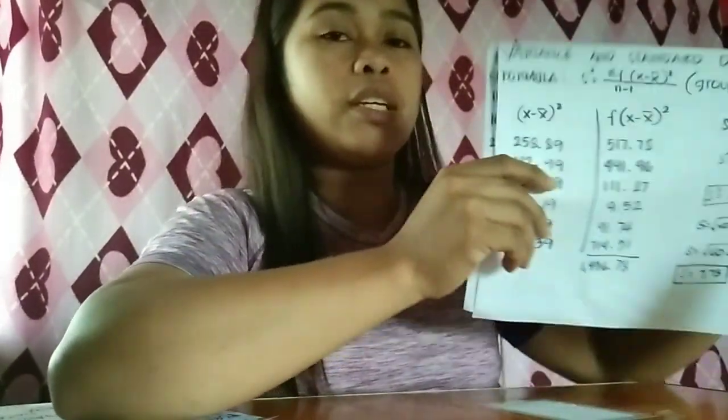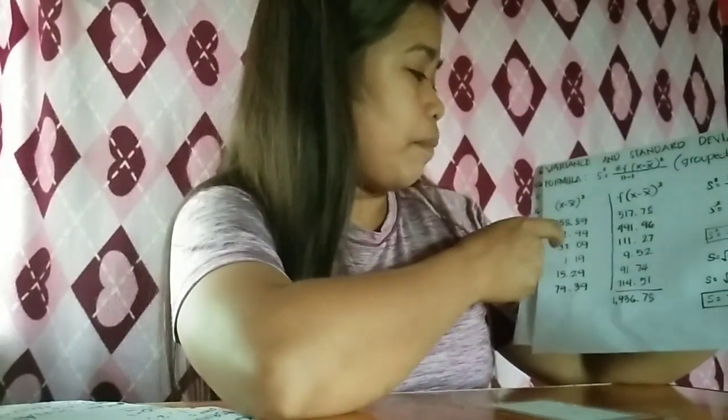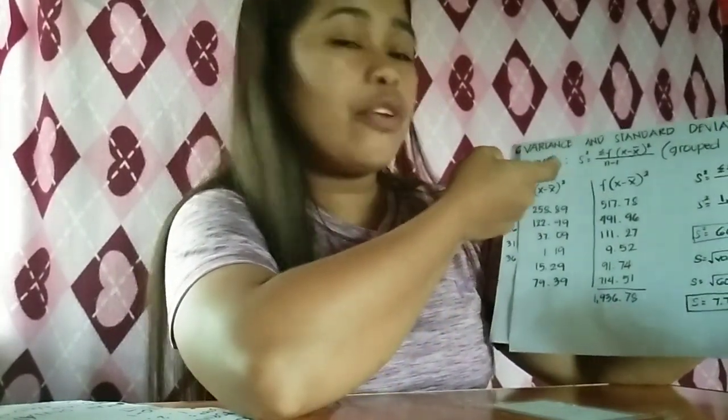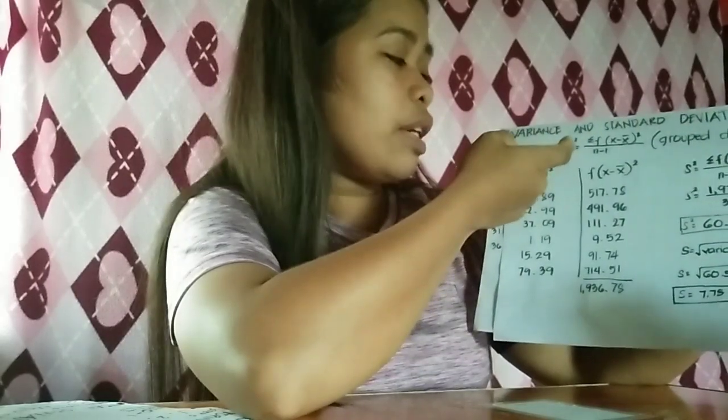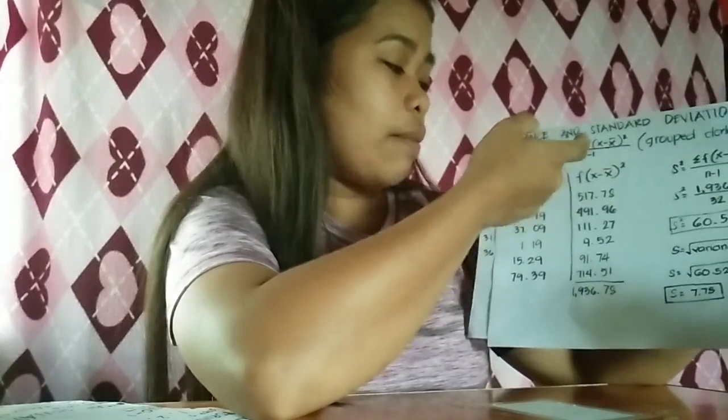Okay, hapos-hapos. Okay. Next is the variance and standard deviation of the group data. Okay. The group data. Ang formula sa group data is S squared is equals to summation f quantity of x minus mean squared over n minus 1.